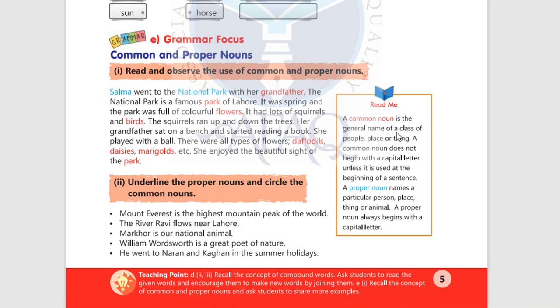A common noun is the general name of a class of people, place or thing. A common noun does not begin with a capital letter unless it is used at the beginning of a sentence.